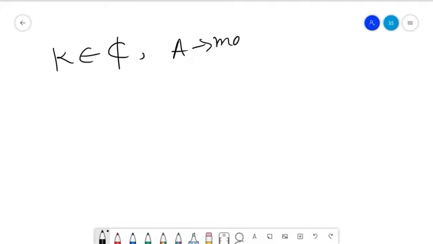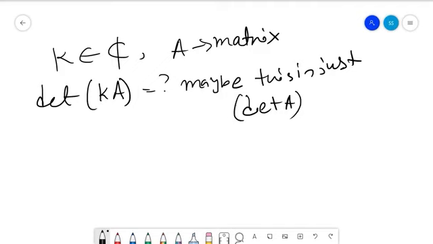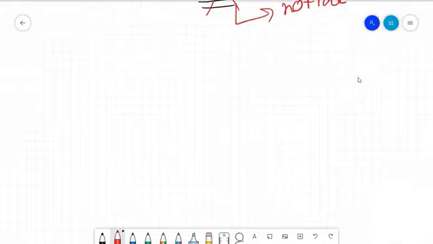So let's now check another case, and let's take a scalar K that belongs to the complex numbers and A is some matrix, and we want to evaluate what is the determinant of K A. The first thing that might come to your mind is that this is just determinant of A, which is a number, times K, right? This might come to your mind, but as we will see, this is not the case. Why? Let's try to clarify ourselves using an example.